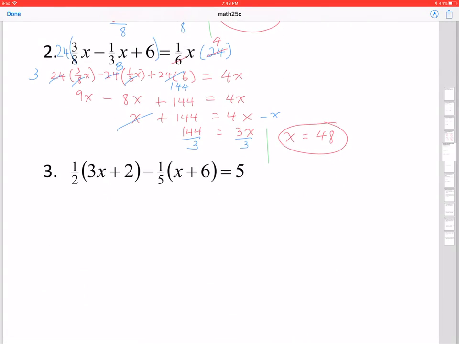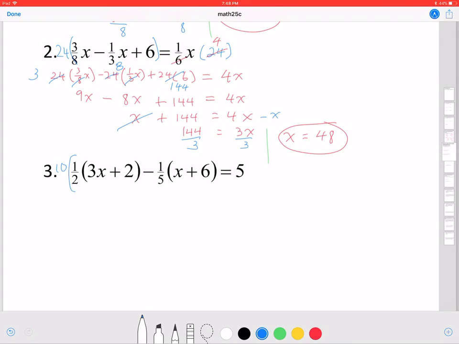Okay, number 3 is a little different in that we just have a fraction outside of the parentheses. So let's see how this would work. We've got a half and 1/5, so the LCD is going to be 10. And don't forget, you have to multiply the entire equation by 10.